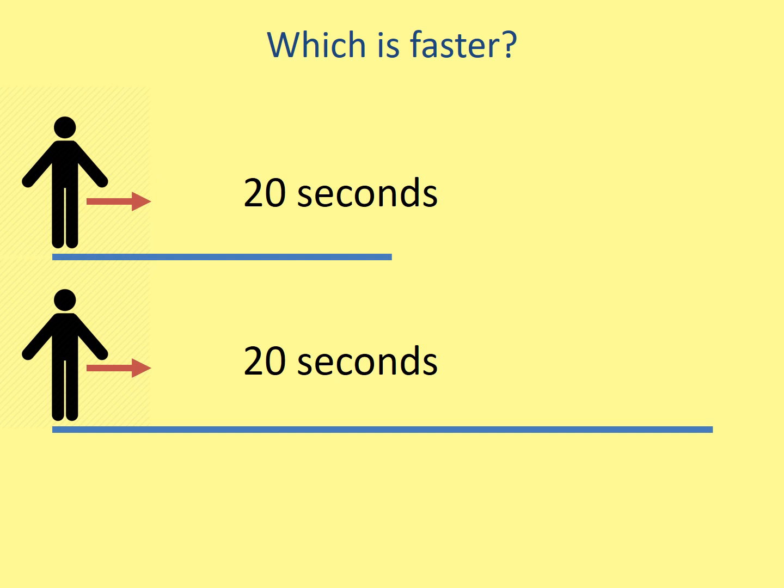In this case, we have both people running for 20 seconds. One of them covers a shorter distance on top, one of them covers a larger distance on the bottom. Given that they both run for the same amount of time, the bottom person is running faster because they cover more distance.